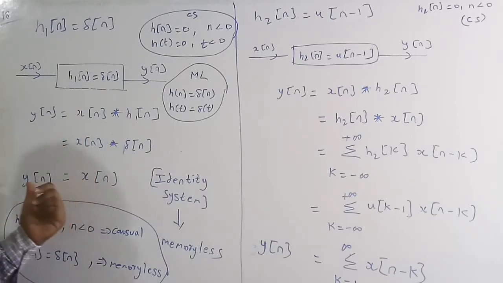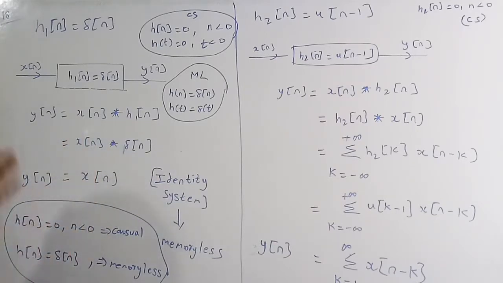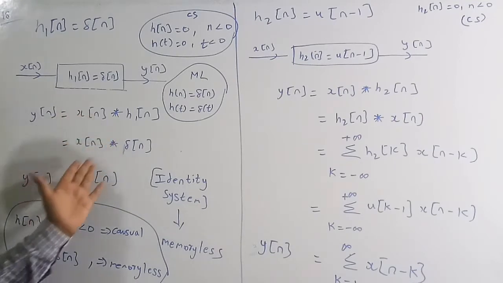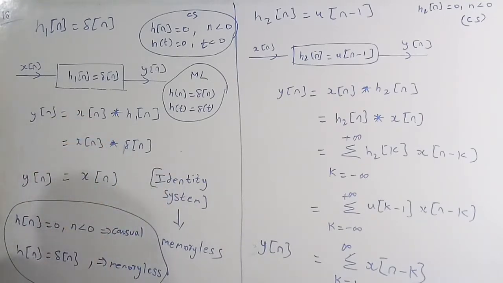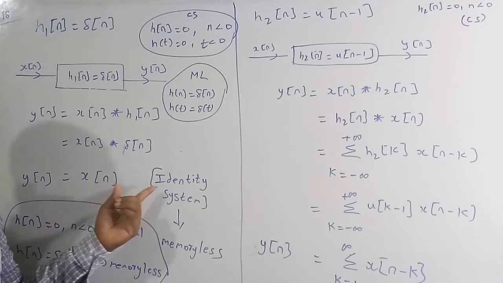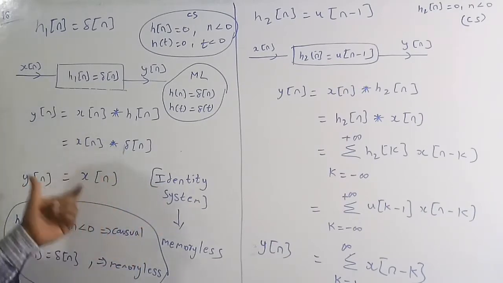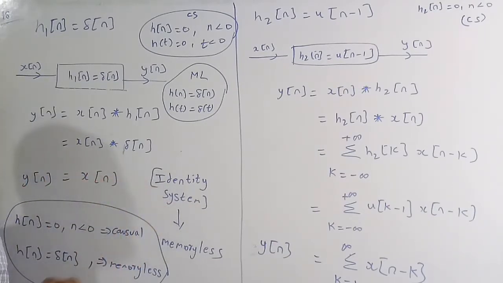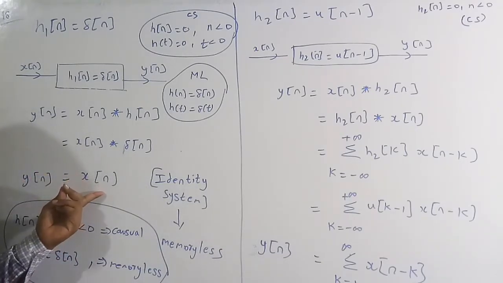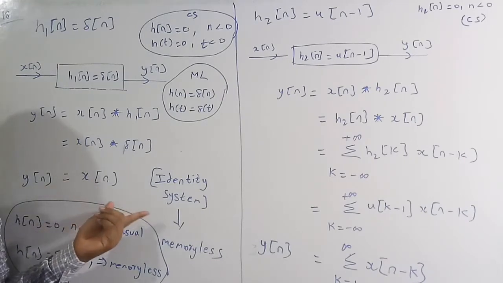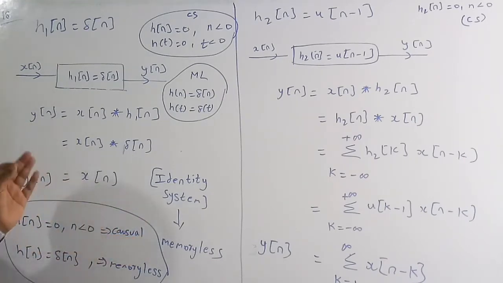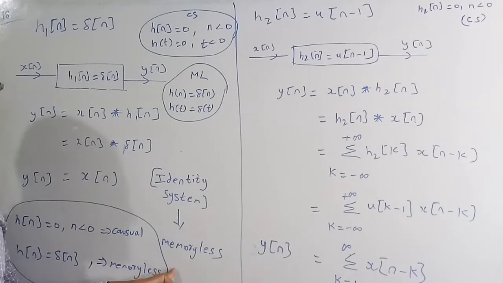So therefore y of n is equal to x of n. Whatever the input, we are going to get the same thing as the output. This type of system is said to be an identity system. When the output is equal to the present input, we can say this system is an identity system. If you see carefully, the output depends only on the present value of the input. It does not depend on either past or future values. So we can say this system is memoryless.